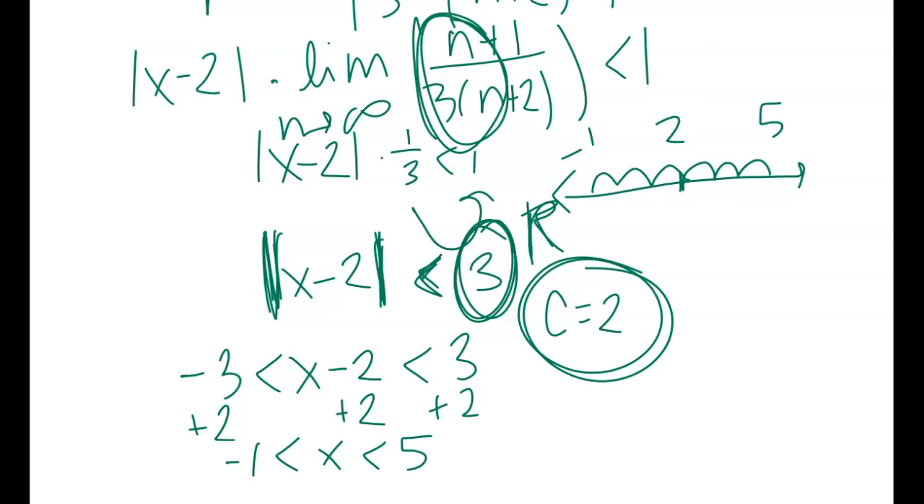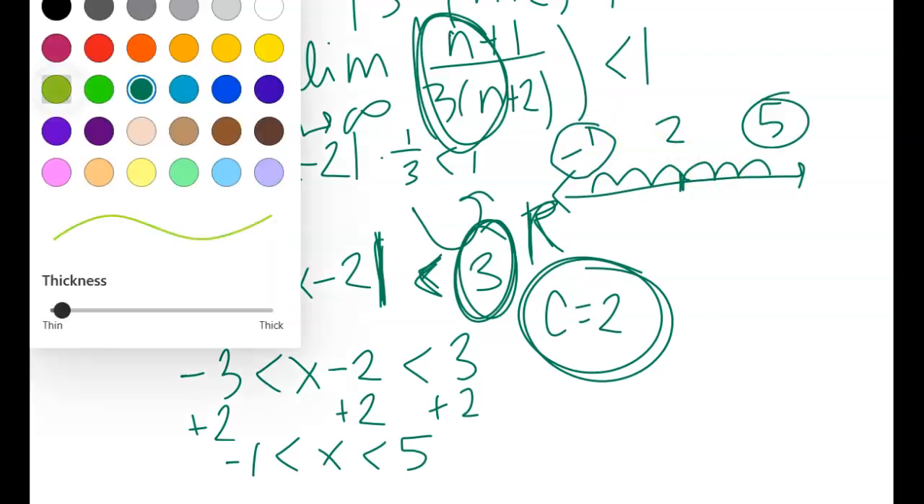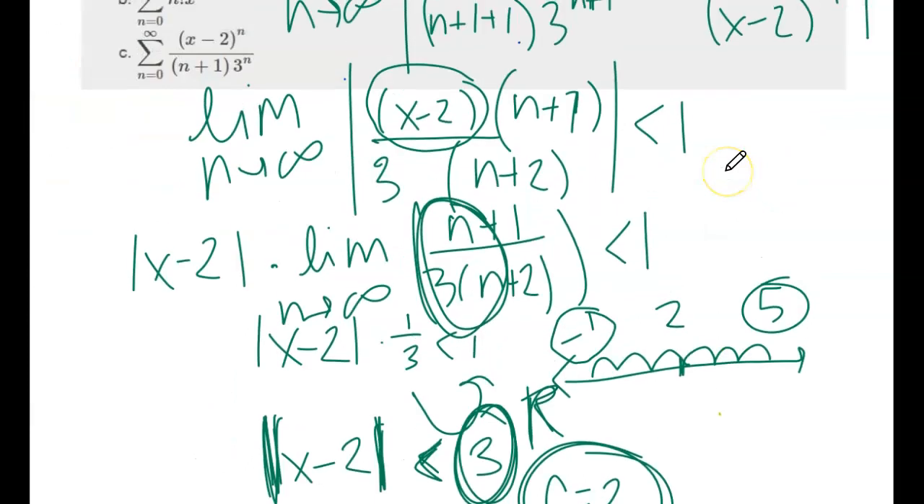This is the only example we have where we have an actual interval that's not everything or just the point. So remember what I said before, we have to test these endpoints. So I have to test -1 and I have to test 5 and see if at those x values I'm convergent or not. So I'm going to go to a lighter green here.